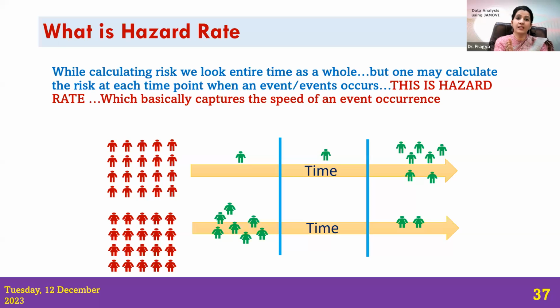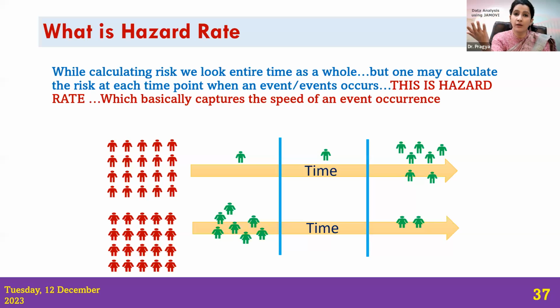But the hazard ratio is not limited to 0 to 1. That's why I'm not saying that it is exactly opposite, because survival probability will always be between 0 and 1. But the hazard ratio can be less than 1 if it is protective, and it can be more than 1 also. So it is a rate. That's why you will see the term rate.